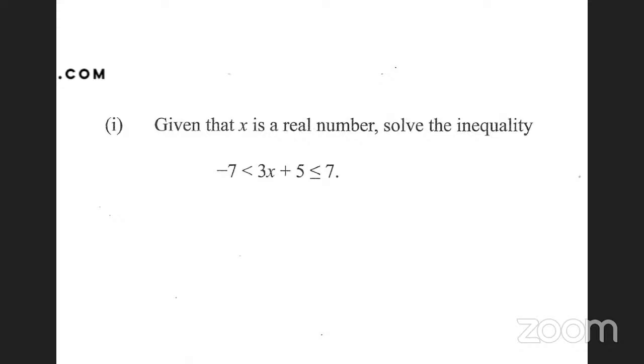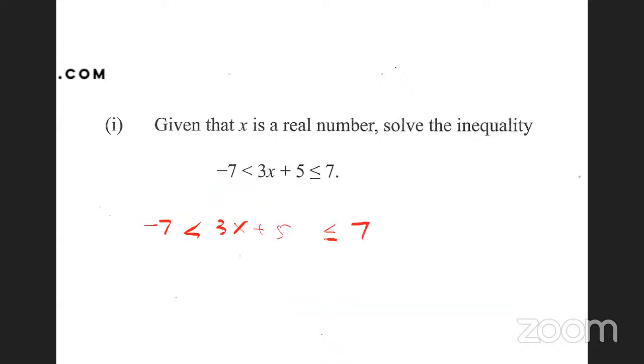Let's see. Now we get x. All right, you're going to talk me through this. Watch this here. Let's work this out. So we have minus 7 is less than 3x plus 5 is less than or equal to 7.